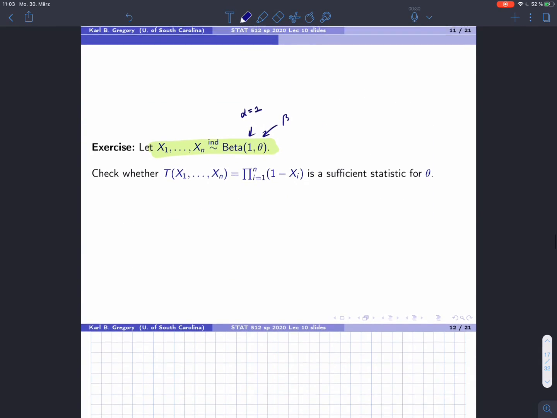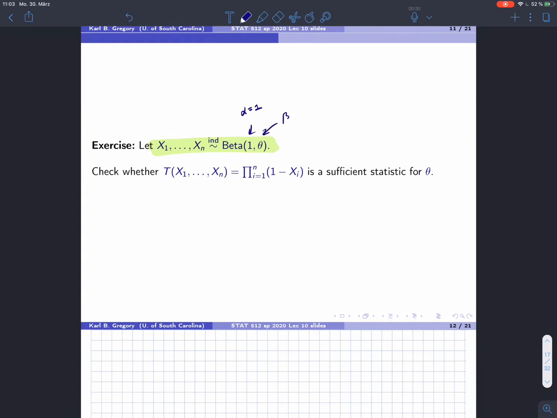So how does that theorem work? First, it begins with just writing down the joint PDF. We're in the continuous case, so it's a PDF of the random variables in the sample. I have X1 through Xn as independent, so their joint PDF is going to be the product of their marginal PDFs.